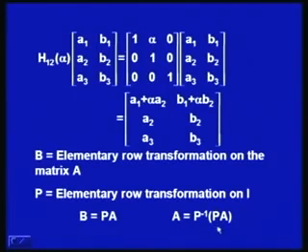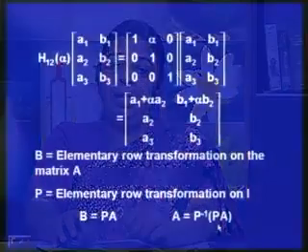Now, what is the matrix P? P is the elementary row transformations on I. I is non-singular. After performing elementary row transformation, the matrix remains non-singular, and that means P inverse exists. So, it is possible that you obtain A from the matrix B.